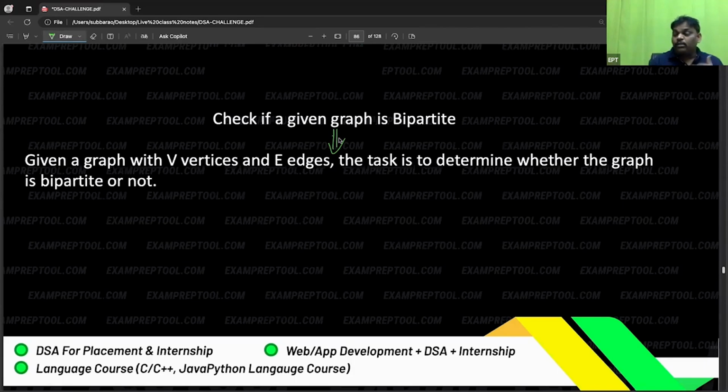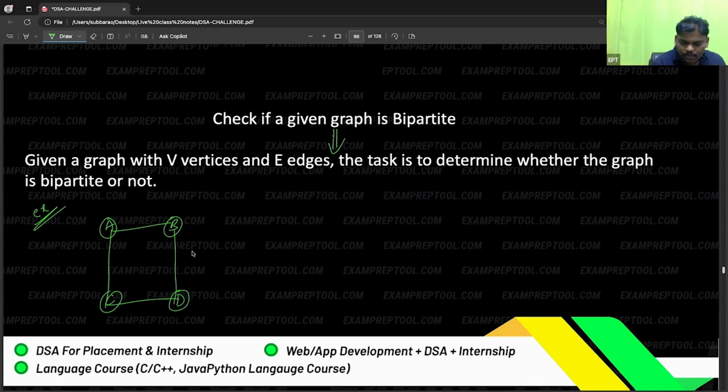Let me explain, first of all, what is a bipartite graph? One example I'm taking: A, B, C, D. What is the algorithm? Afterwards we will see. First of all, what is bipartite? So is this graph bipartite or not? Let me check. The meaning of bipartite is that you have to divide the given graph into two parts.